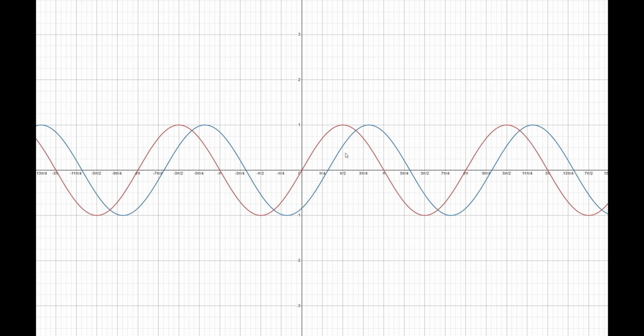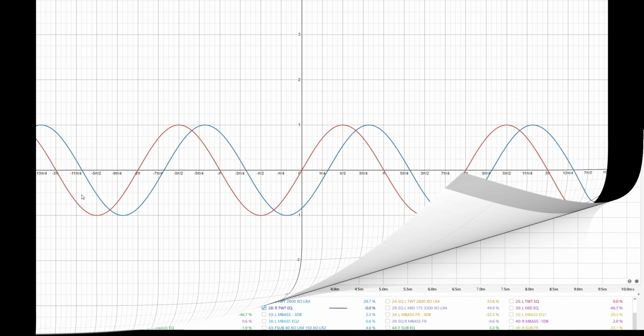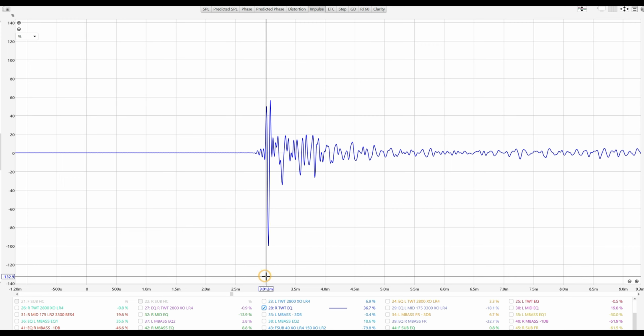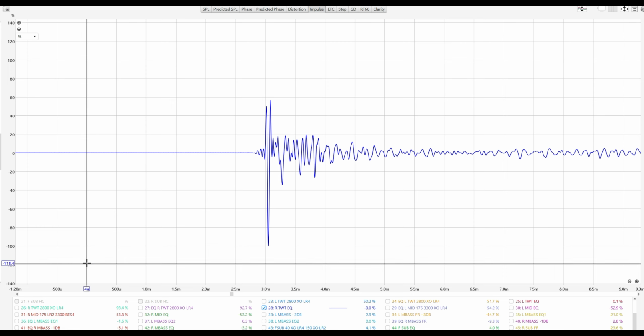So the concept of T0 is simply about lining up your reference curve or wave with the 0 point on the graph. So let's go have a look at how that works in practice in REW. Okay, so here we are in REW, and we're looking at the impulse response of the right tweeter, and you can see that it's currently sitting here at 3 milliseconds of delay, and the T0 line is over here.